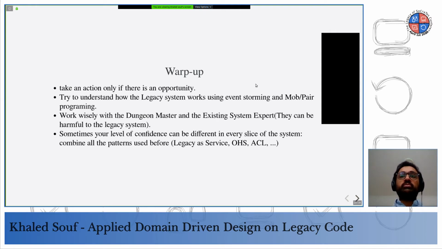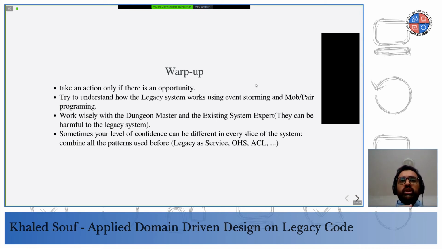Try to understand how the legacy system works using the workshops that we've been talking about, like Event Storming and mob and pair programming for the code. Event Storming to know the big picture of how the system works in a business way, and mob and pair programming for how the code works. Work wisely with the dungeon master and the existing system experts, because it's a double-edged weapon. Take the information that you need, but don't take all of it, because these people have usually been using the system for a long time, so they think that's the way it should work.